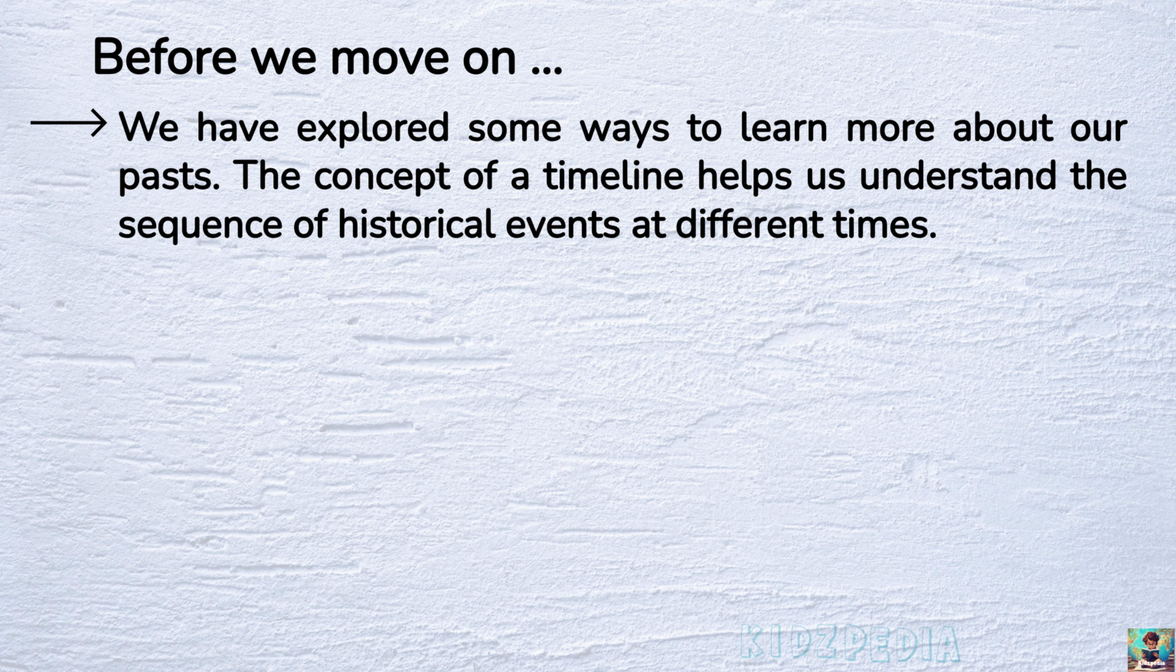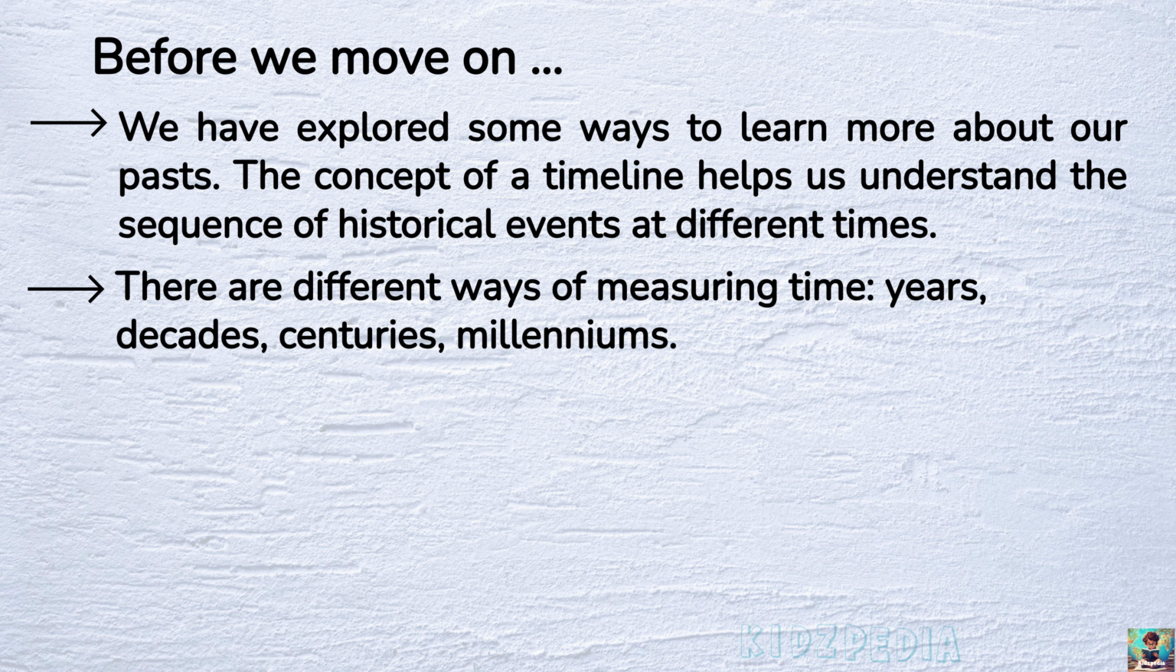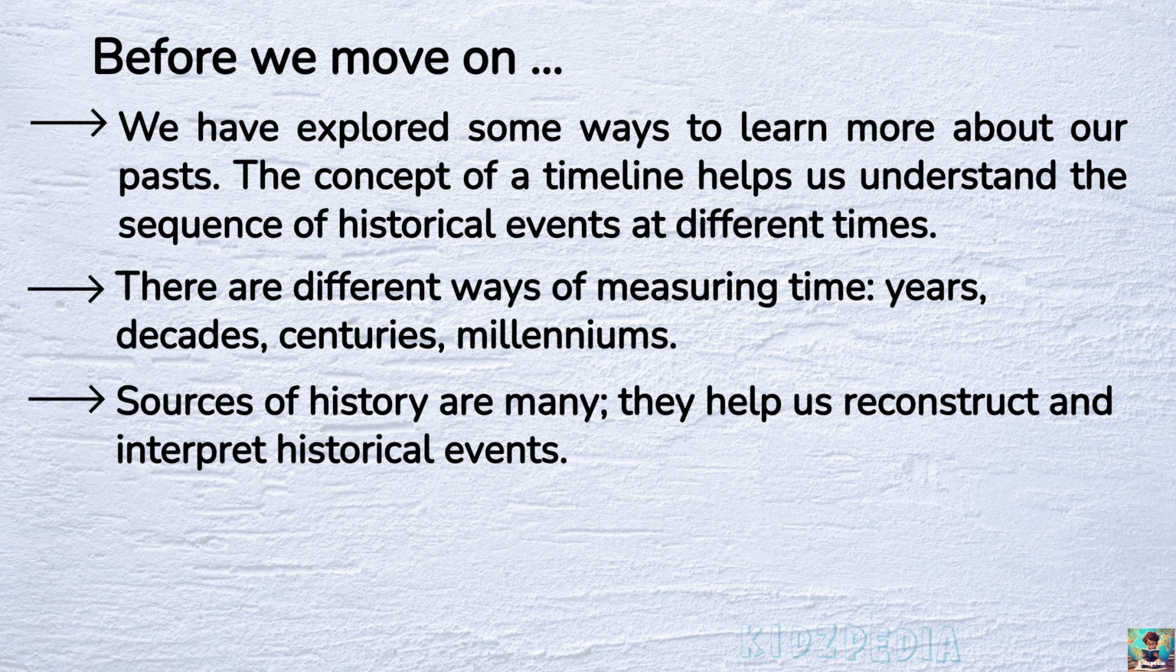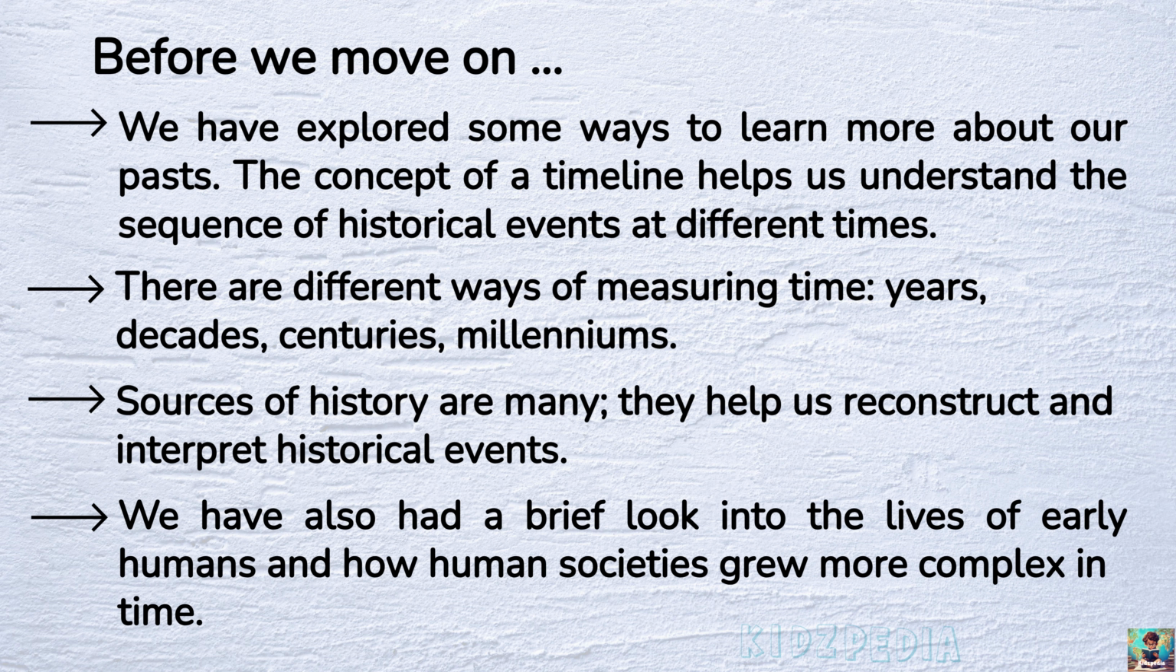Before we move on, we have explored some ways to learn more about our past. The concept of a timeline helps us understand the sequence of historical events at different times. There are different ways of measuring time: years, decades, centuries, millenniums. Sources of history are many. They help us reconstruct and interpret historical events. We have also had a brief look into the lives of early humans and how human societies grew more complex in time. So, we have learned some ways to study the past.